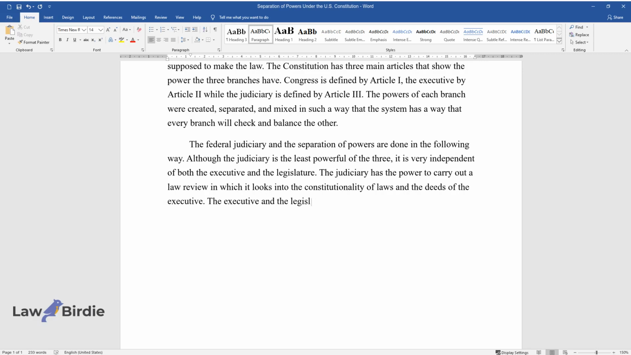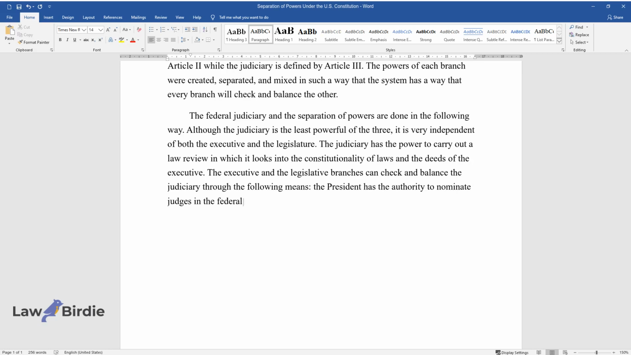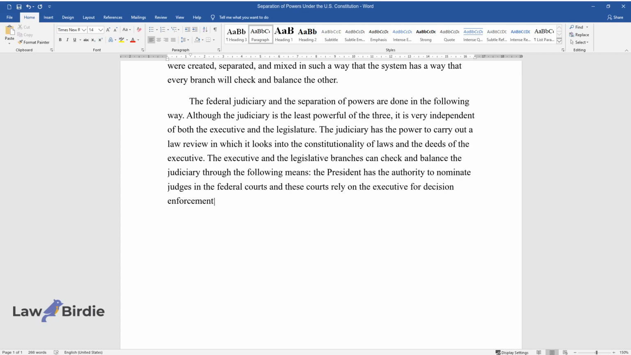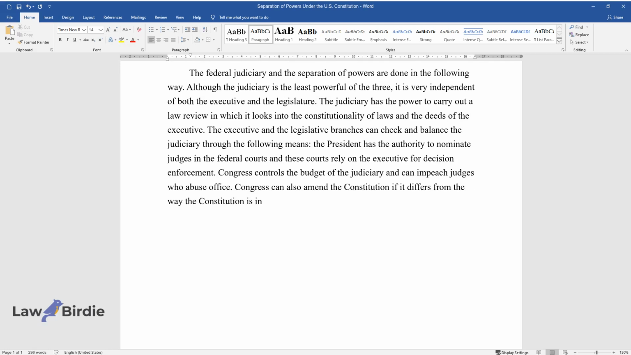The executive and the legislative branches can check and balance the judiciary through the following means. The President has the authority to nominate judges in the federal courts, and these courts rely on the executive for decision enforcement. Congress controls the budget of the judiciary and can impeach judges who abuse office. Congress can also amend the Constitution if it differs from the way the Constitution is interpreted by the judiciary.